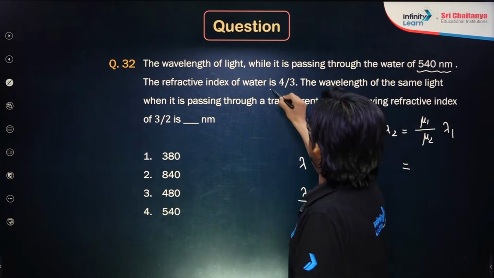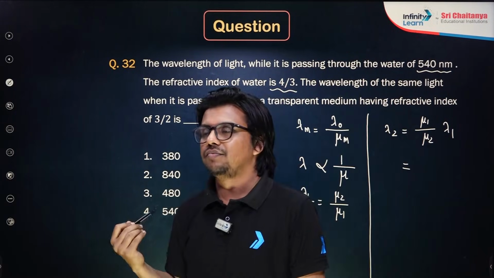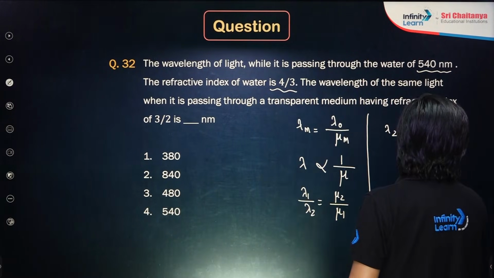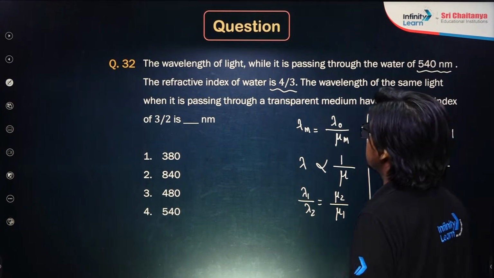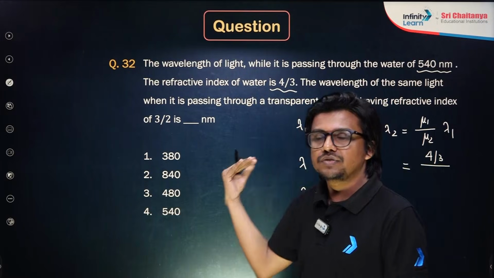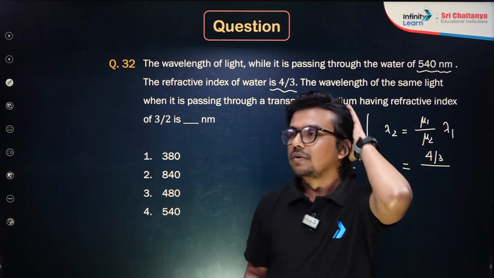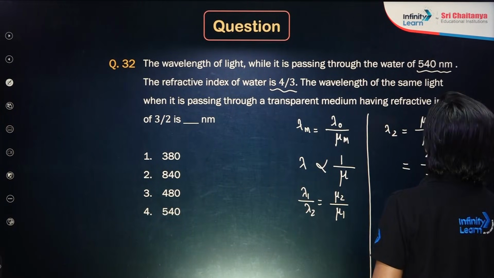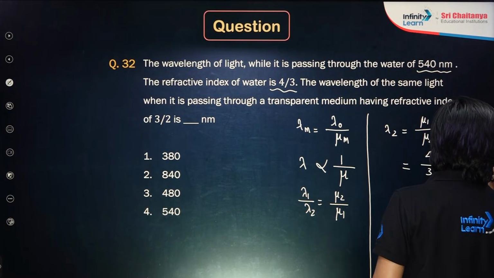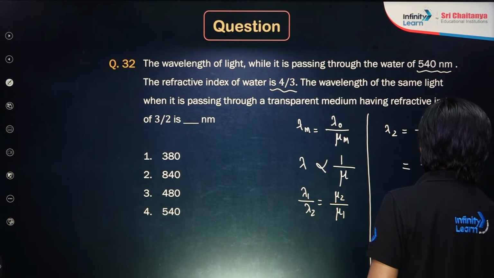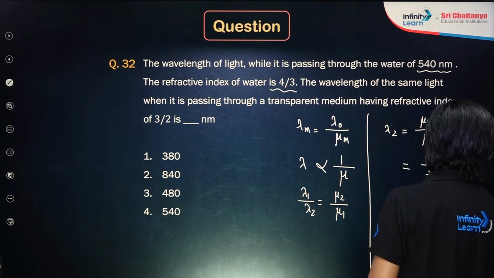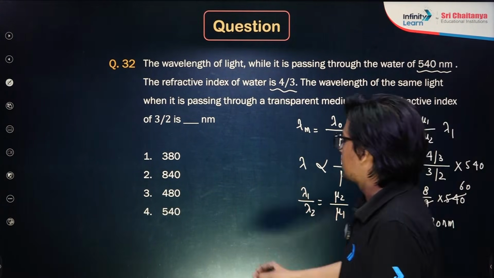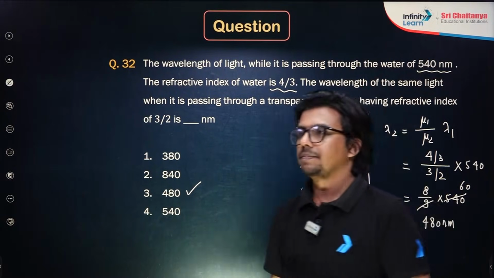Mu 1 is the refractive index of water, and that comes out to be 4/3. The refractive index of the transparent medium in which we want to find the wavelength is given by 3/2. So you can put 3/2 into lambda 1. Lambda 1 is 540, so this is actually 8 divided by 9 into 540. This is 60, and 60 into 8 is 480 nanometer. So 480 nanometer, the third option is the correct one.